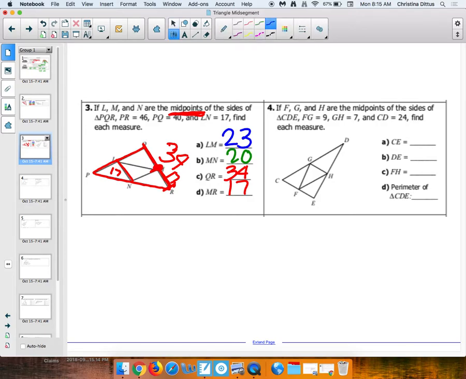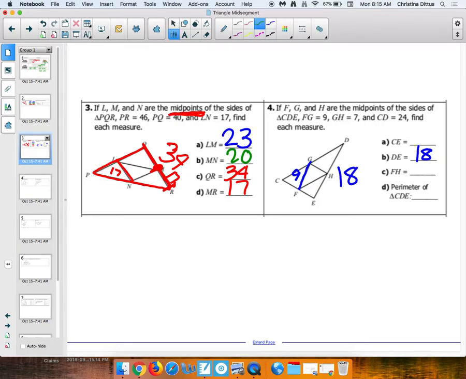Okay, in 4 we got midpoints again. FG here, this right here is 9. So what side can I decide how big it is? DE, and how big is it? 18, good. So DE has to be 18. So this big side's 18.